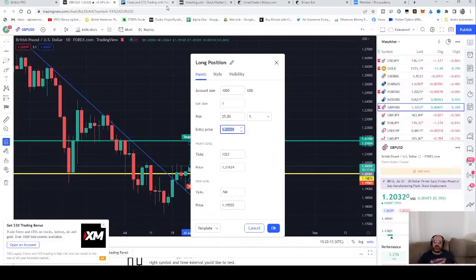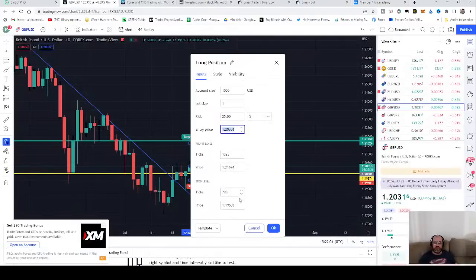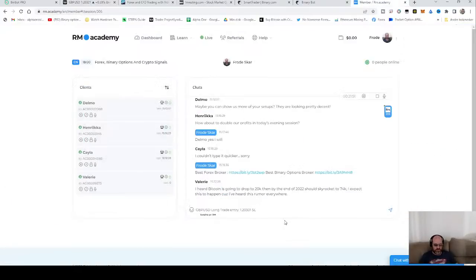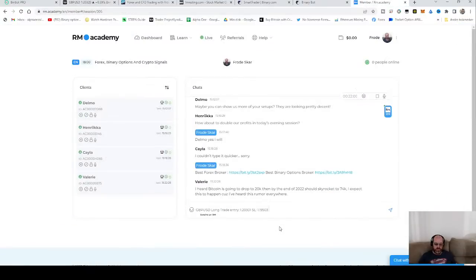I will give you all this also. GBP USD, long trade, entry. We take an entry there. We take a stop loss at this level. Stop loss at this level, and take profit at this level.